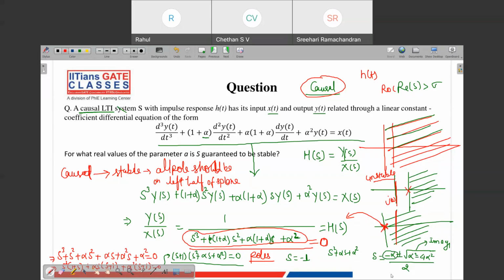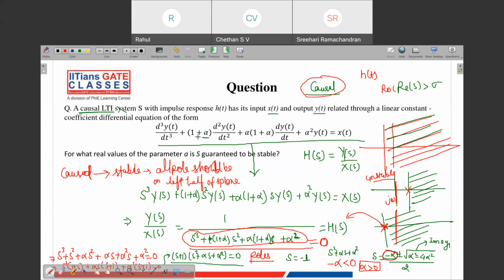Now in this case, this is the real part, and if the real part is negative, it is going to fall on the left half of S-plane, and if the real part is positive, it is going to fall on the right half of S-plane. What is the real part? Minus alpha. And this real part, we want it to be less than 0. Or you can say we want alpha to be greater than 0. So this is the criteria for which the system will be stable.